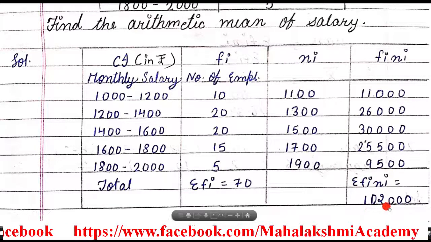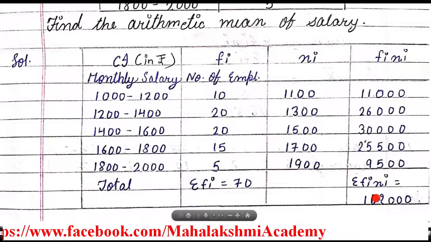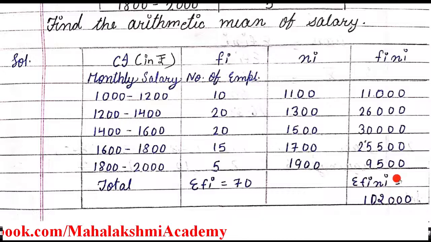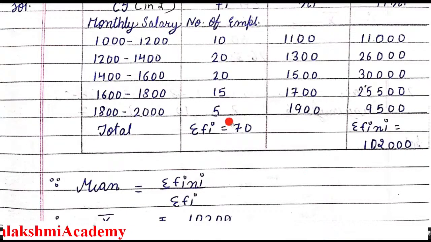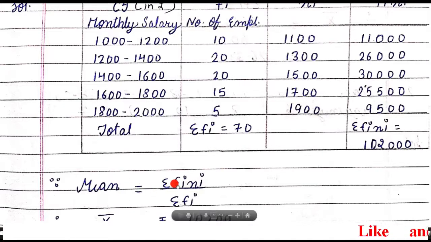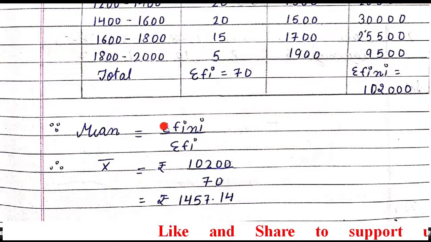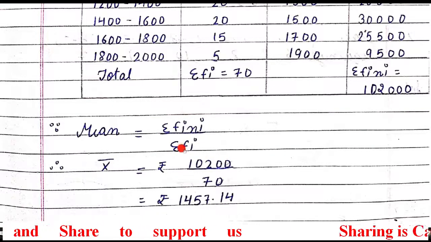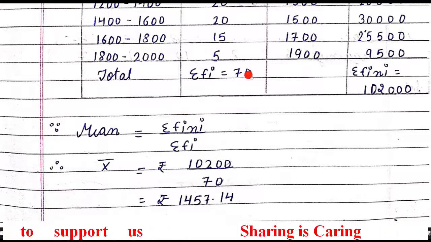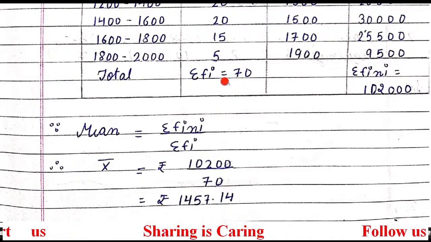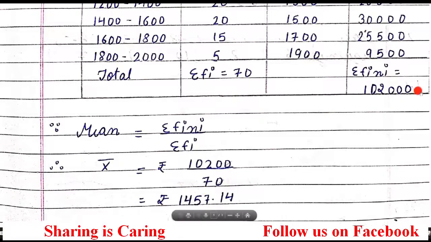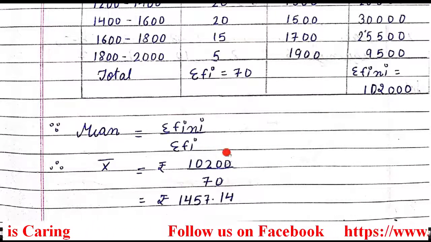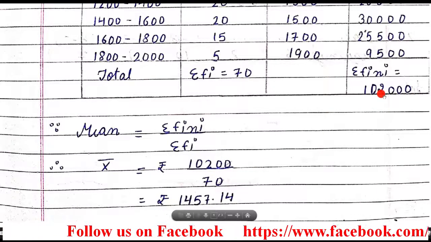After adding, you will get 1,02,000 and sigma fi is 70. Now the mean formula is sigma fi xi upon sigma fi. Sigma fi xi you just take from the table. Then write sigma fi equal to 70 and divide them, you will get the answer.